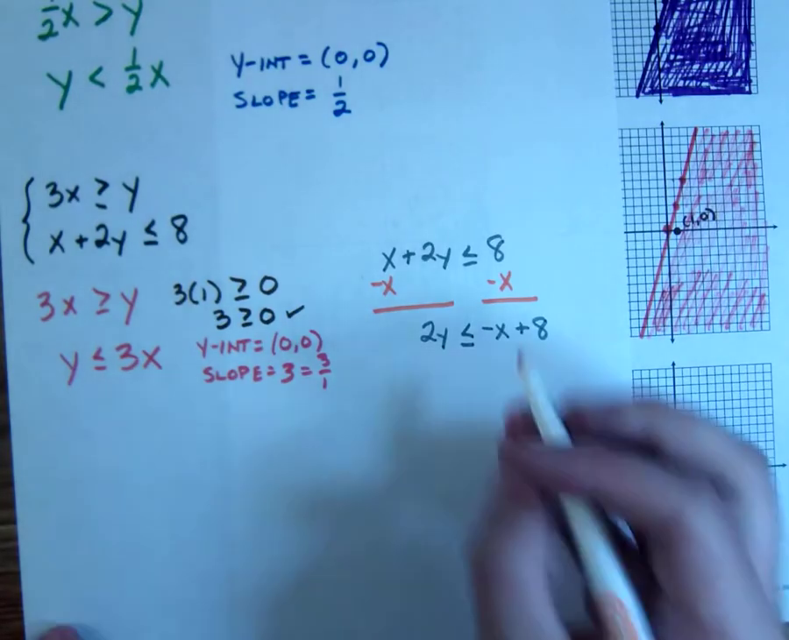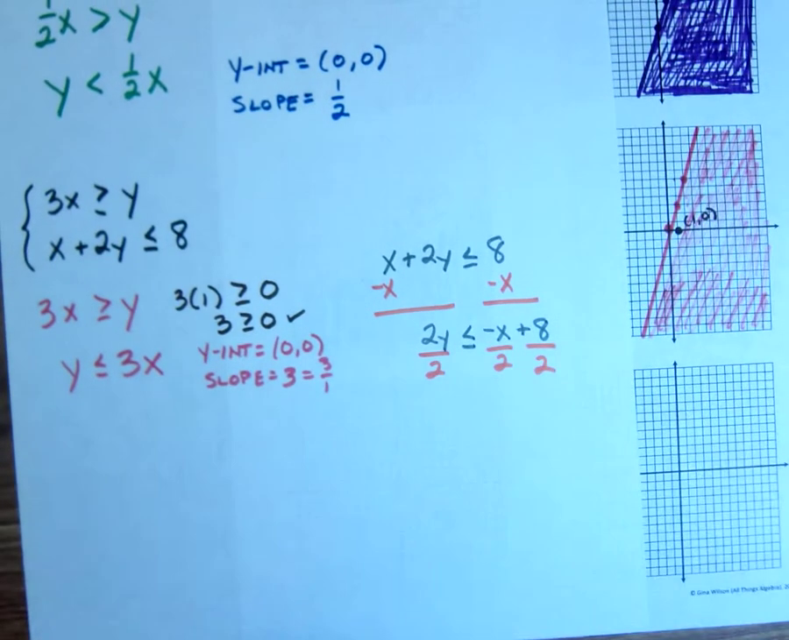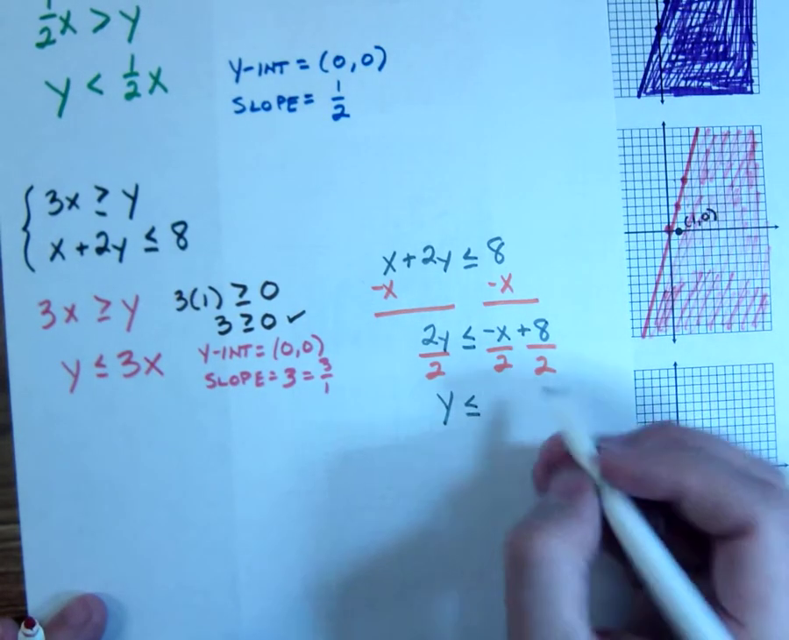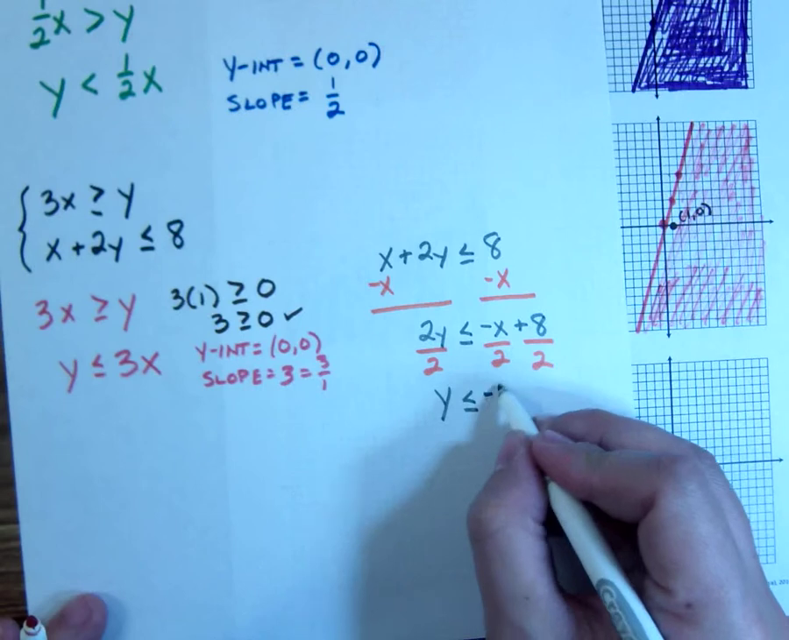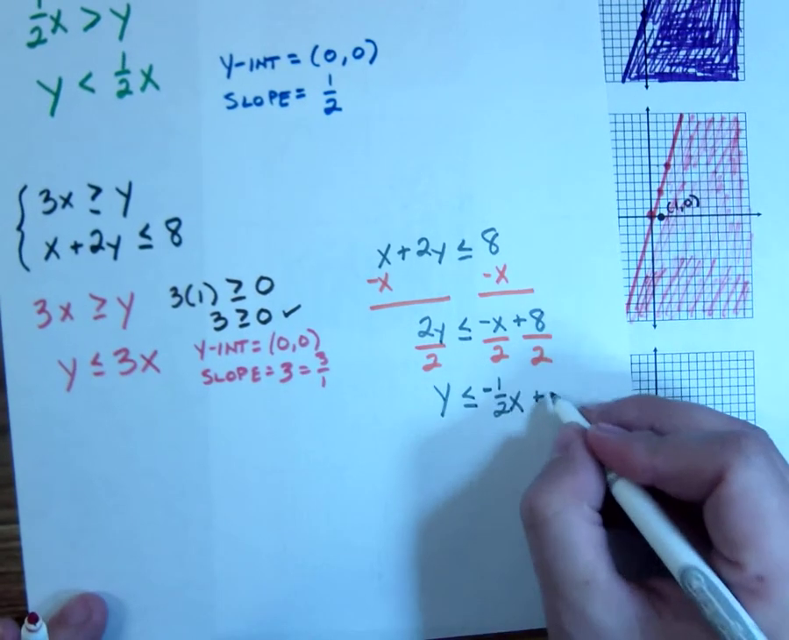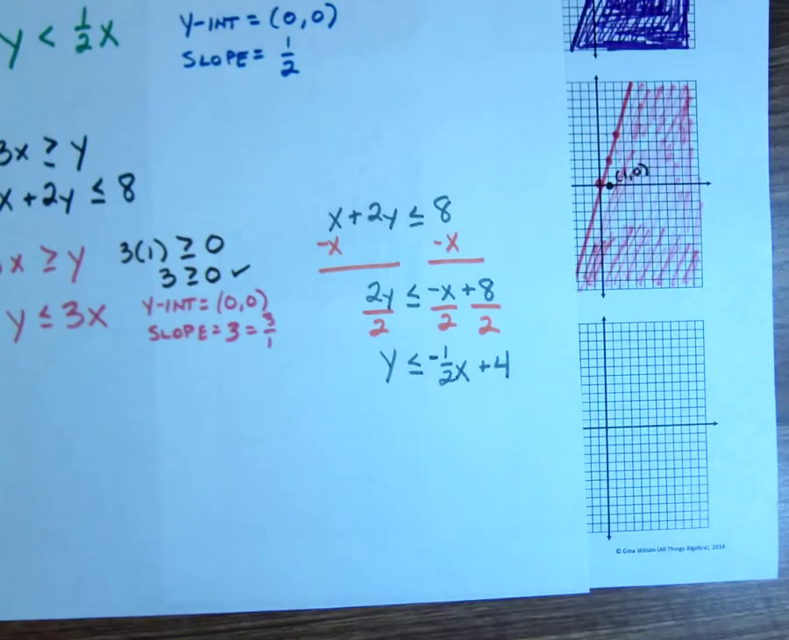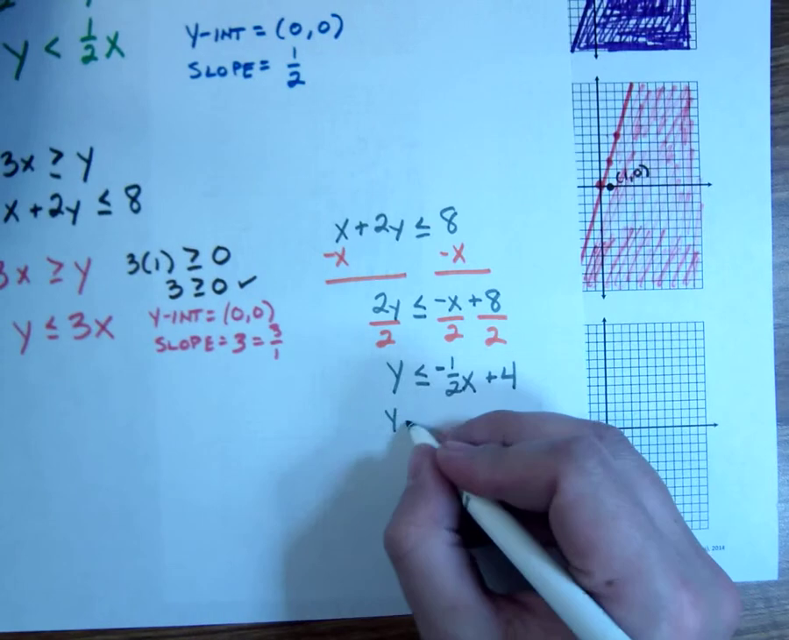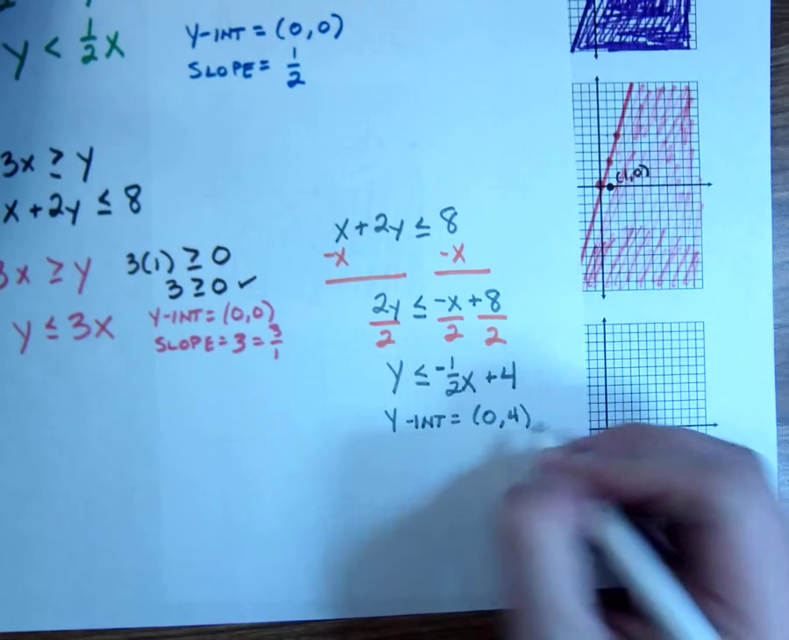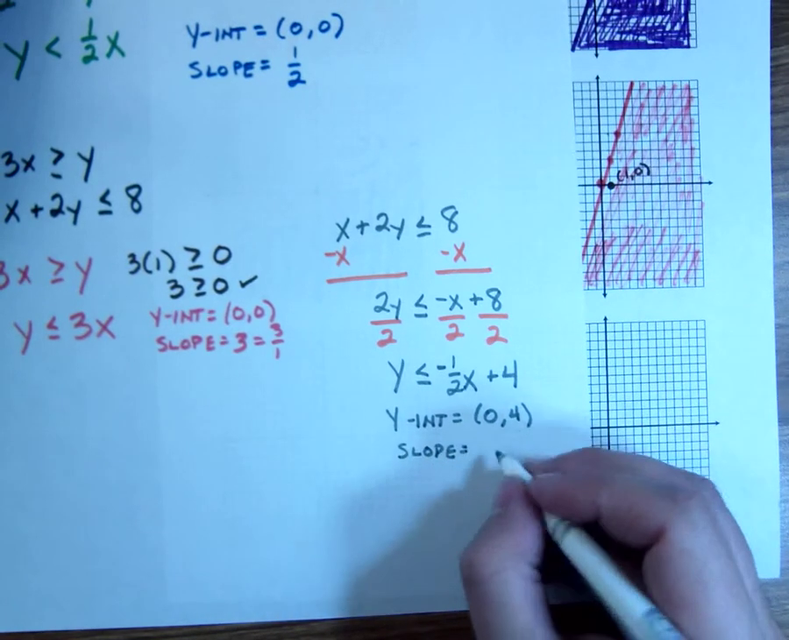Then divide everything by 2. So that gives me y is less than or equal to negative x divided by 2, which is negative 1/2 x, and then plus 4. So what's the y-intercept? 0, 4. And what's the slope? Negative 1/2.